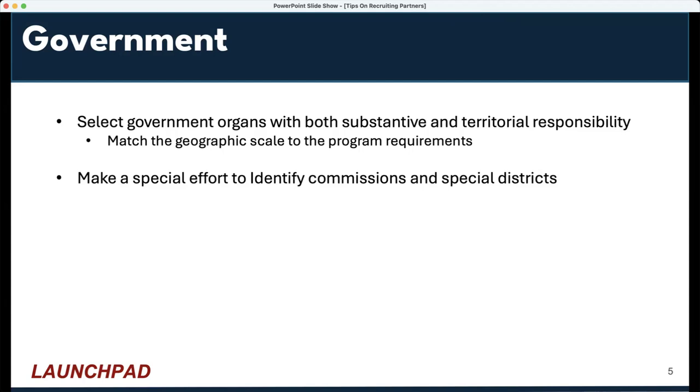I was working on a project on water resources, and it turned out that there's a trans-border boundary commission. And we were working in New Mexico, so that became relevant. Livestock trading across the border was also relevant. So, be aware that government is a very, very diverse category.